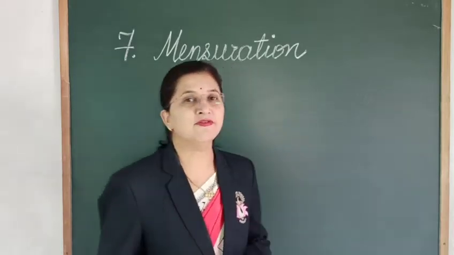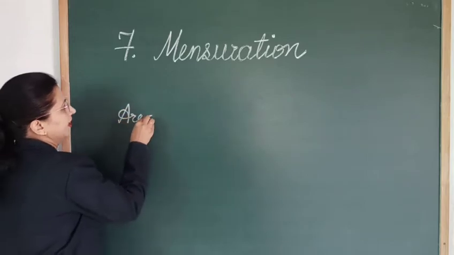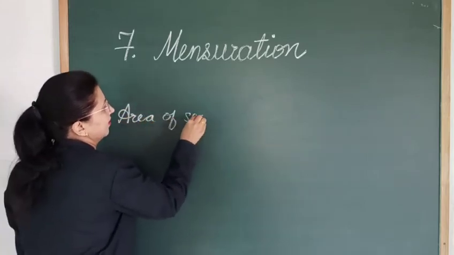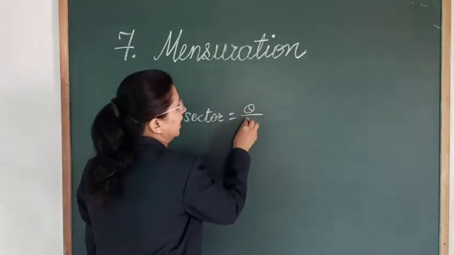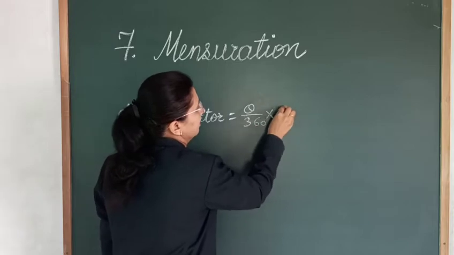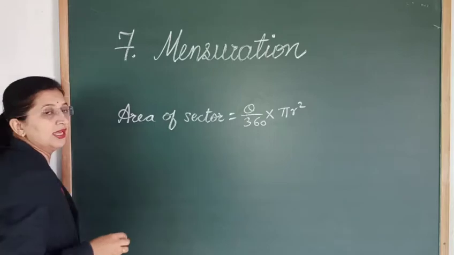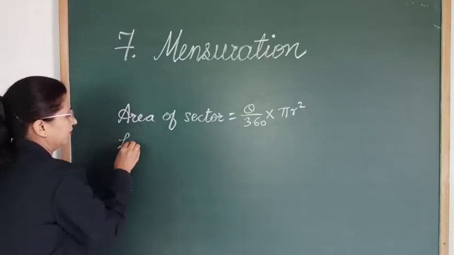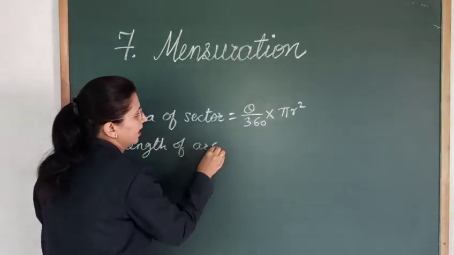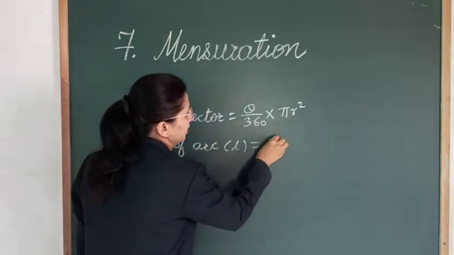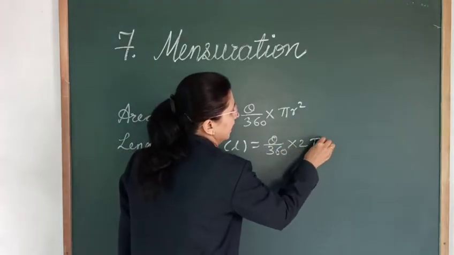Dear students, we learned the formula to find out the area of a sector of a circle. The formula is theta upon 360 into pi r square, right? Then we learned the formula to find out the length of an arc. The formula is: length of arc, that is L, is equal to theta upon 360 into 2 pi r.